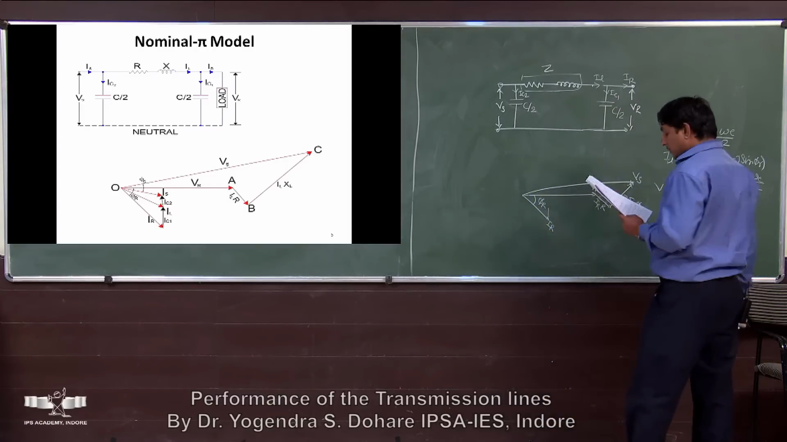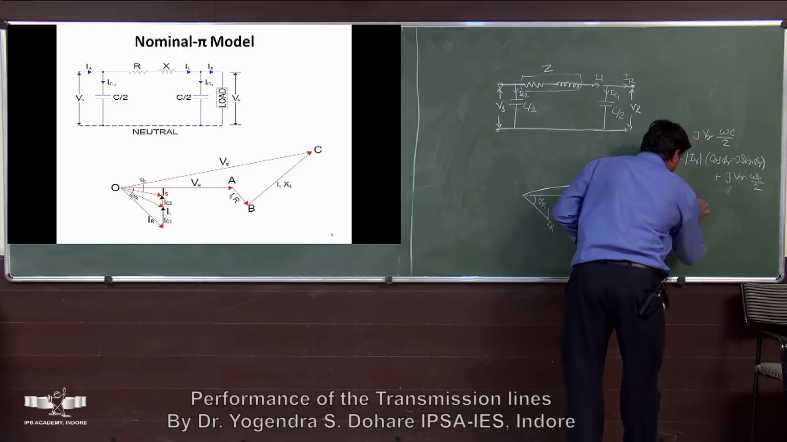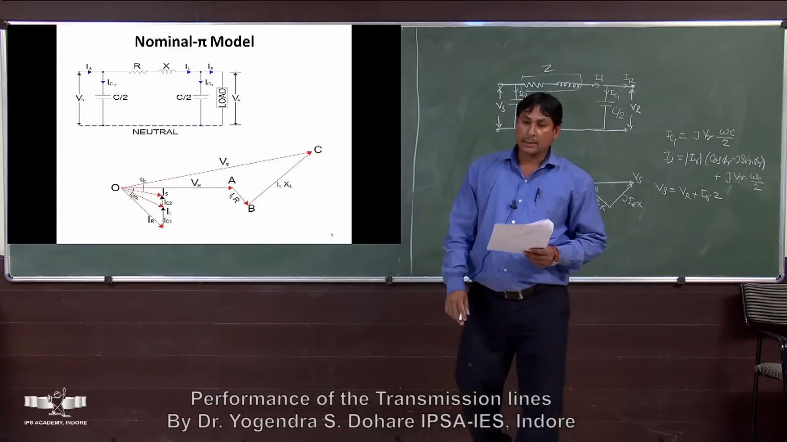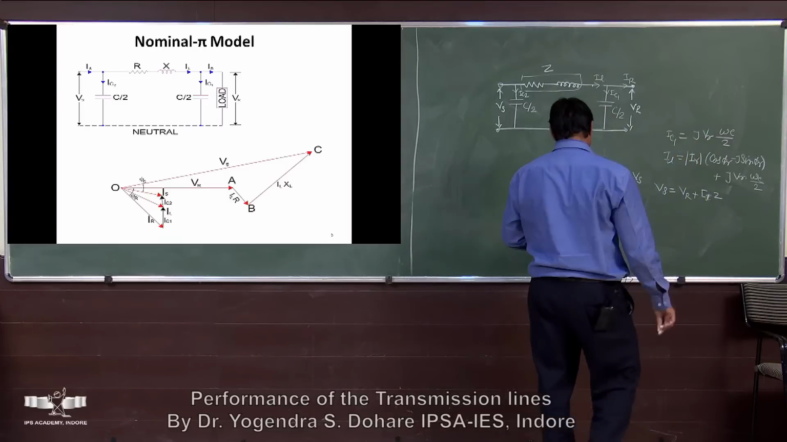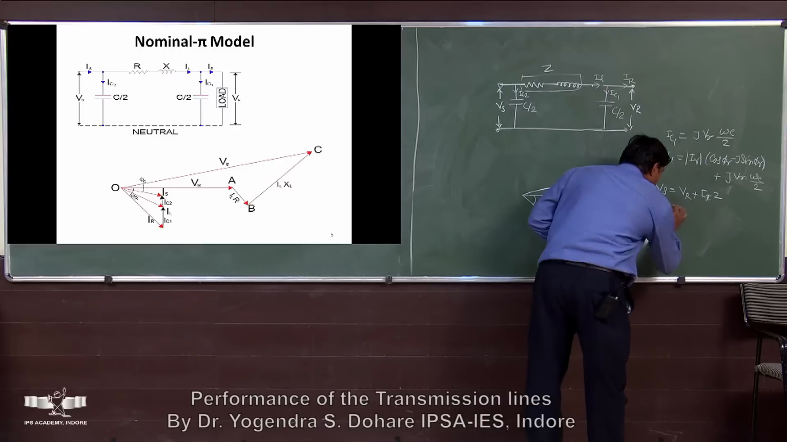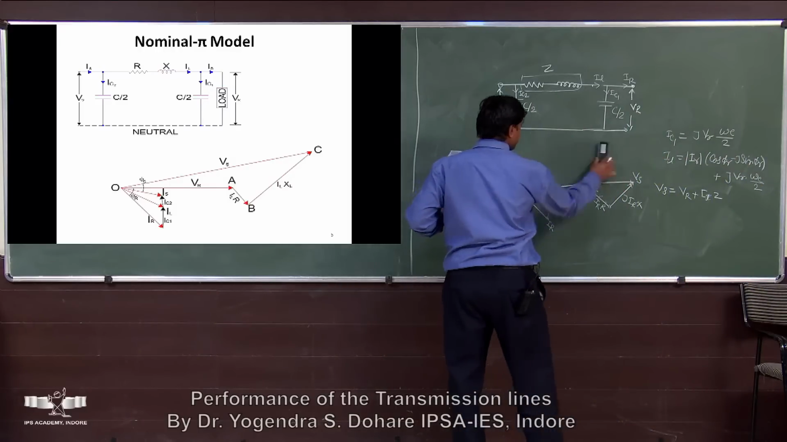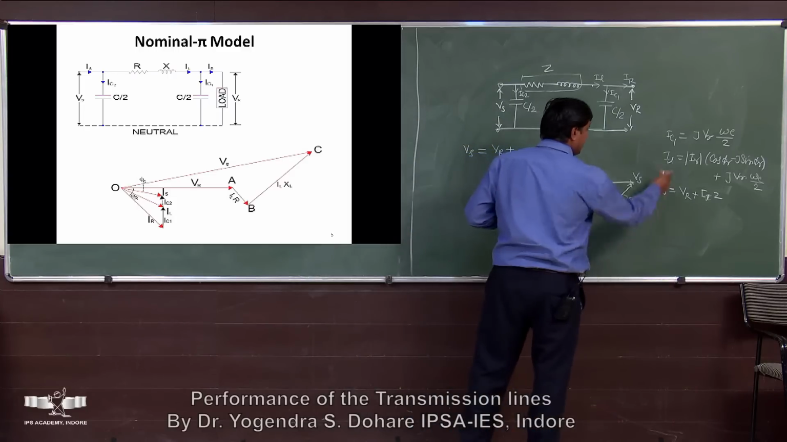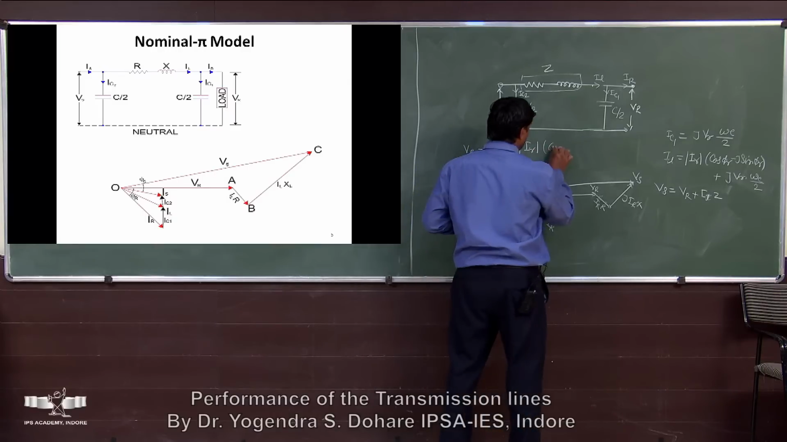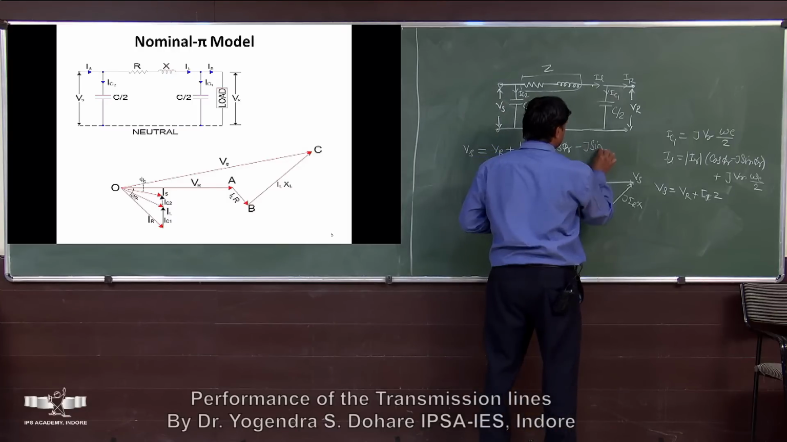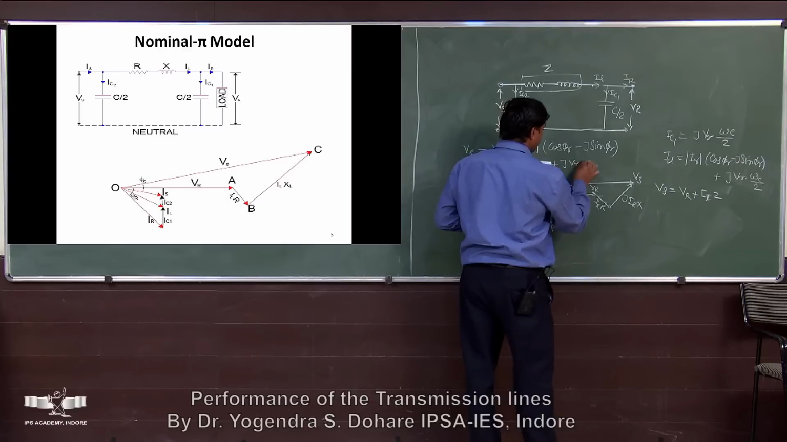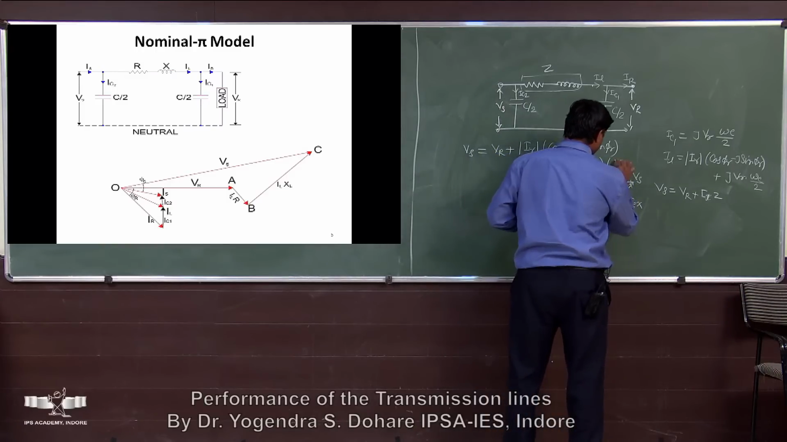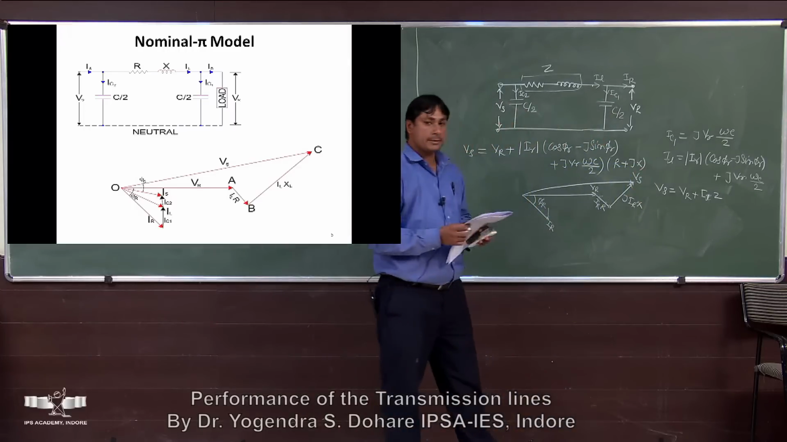We can write Vs equal to VR plus IR into Z. In this model, we write Vs equal to VR plus IL into Z. Then substitute the value of IL: Vs equal to VR plus mod of IR times cos phi r minus j sin phi r plus j VR omega C divided by 2, into Z, where Z is R plus jX.